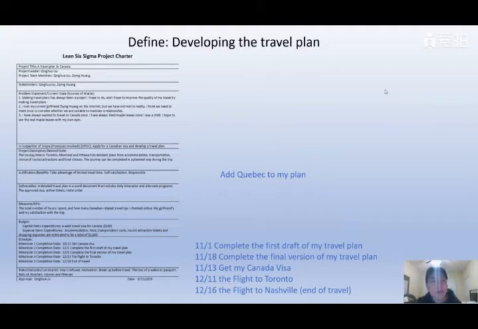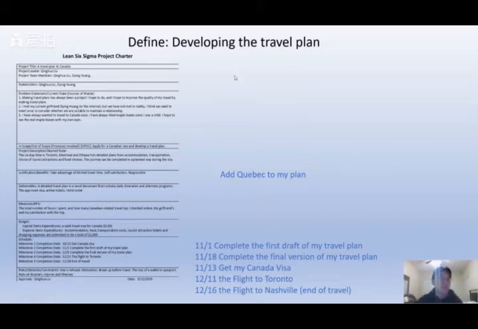Okay, this is my developing the travel plan, and the chart here is the Lean Six Sigma project charter. The project is the travel plan to Canada, and then Qinghua Liu is me, and Qinghua is my girlfriend, and we are all the team members.